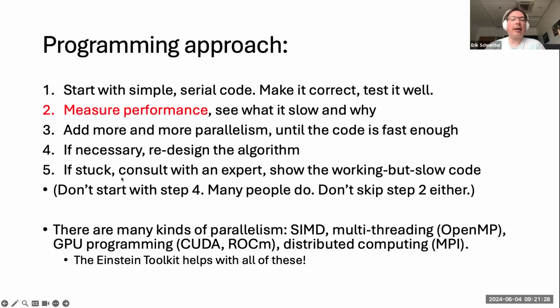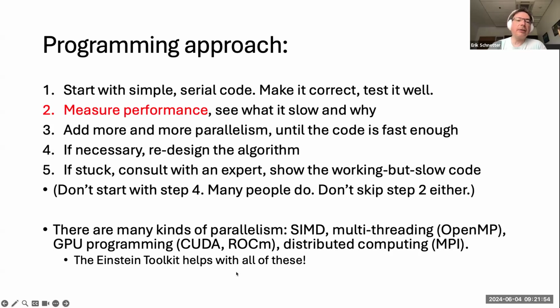And most people actually like to start with step number 4, because they know what they want to write. And instead of writing a simple piece of code, they would write a complicated parallel piece of code, and it's not fast and it's not correct, and then everybody gets really stuck. So if you want to have fast code, the most important thing is that you need to measure the performance, starting with a simple serial code.